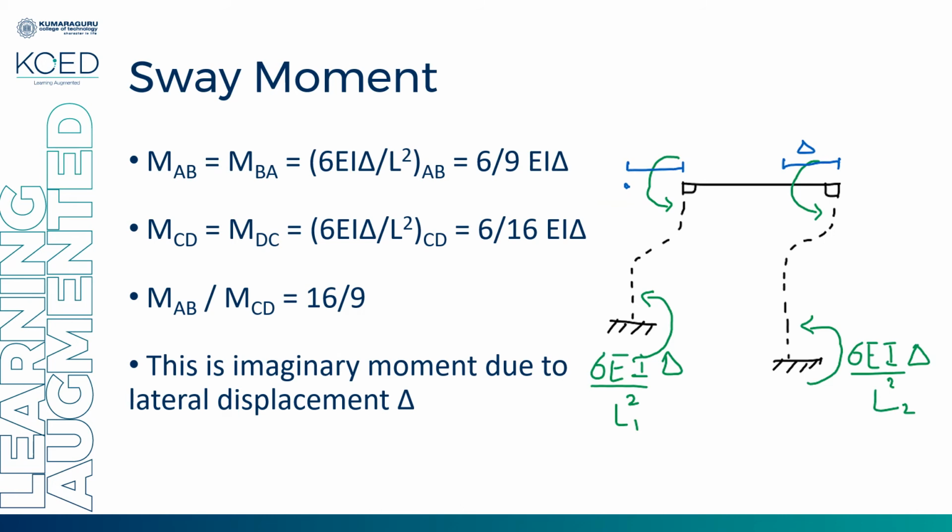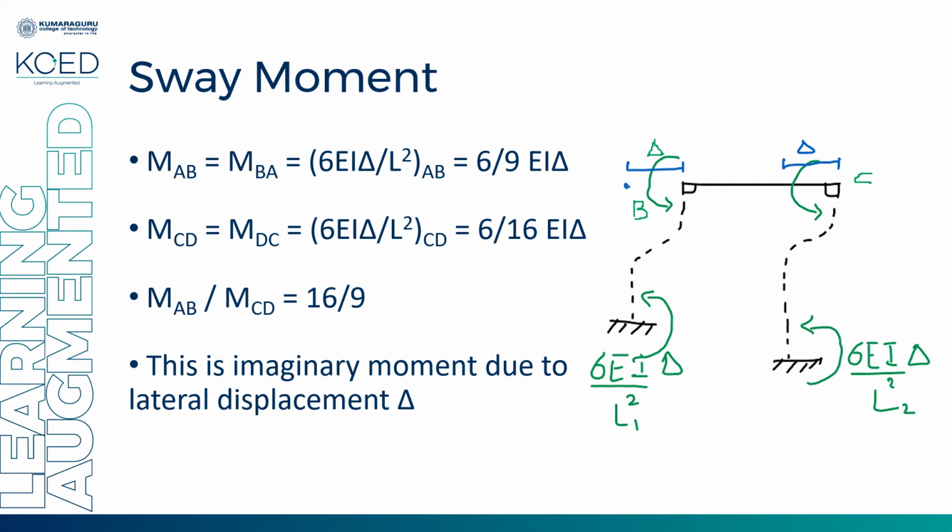So the resultant will be responsible for the sway of my frame, and I will consider the joint C to sway by a distance of delta in horizontal direction. If I assume my beam as rigid, then the joint B will also move horizontally by a distance of delta.